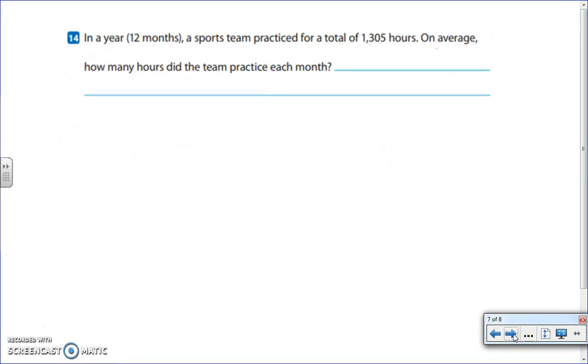It says, in a year, or 12 months, a sports team practiced for a total of 1,305 hours. On average, how many hours did the team practice each month? Okay, so I know that a year is 12 months, and we practiced 1,305 hours. It says on average, how much per month they've done. So this is actually tied into unit rates as well, because we know how much they practice per 1 month. But I need to figure out what 1,305 divided by 12 is. And we're going to use a standard algorithm because that's where we're moving towards at this point. We're getting away from the partial quotient, but we can do it both ways.